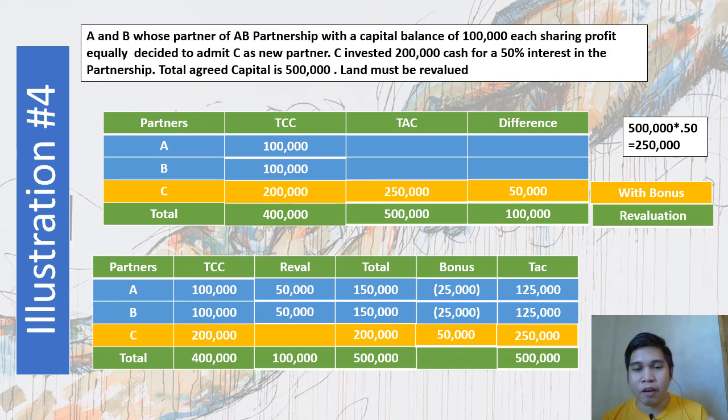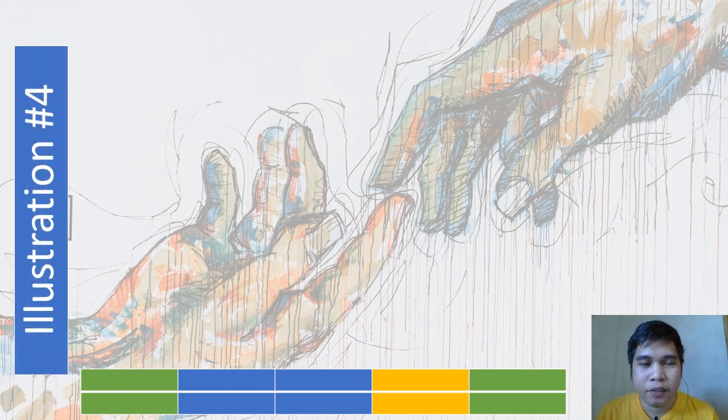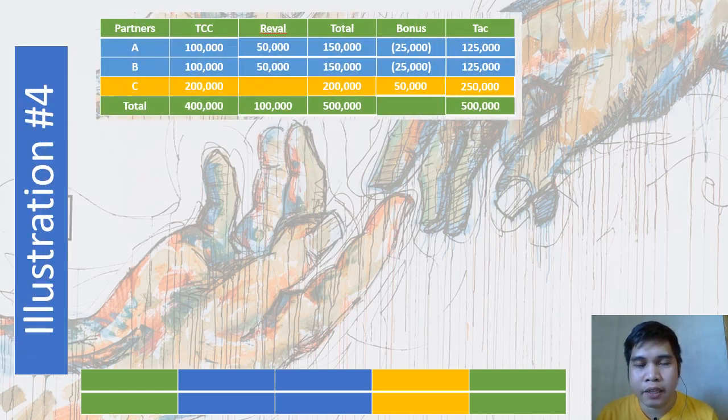So, ang i-recognize lang po natin yan sa libro, ang i-record po natin is yung revaluation, yung admission ni C, at the same time yung bonus. Okay, let's go to the journal entries. So, gawin natin pong basis yung ginawa nating table kanina.